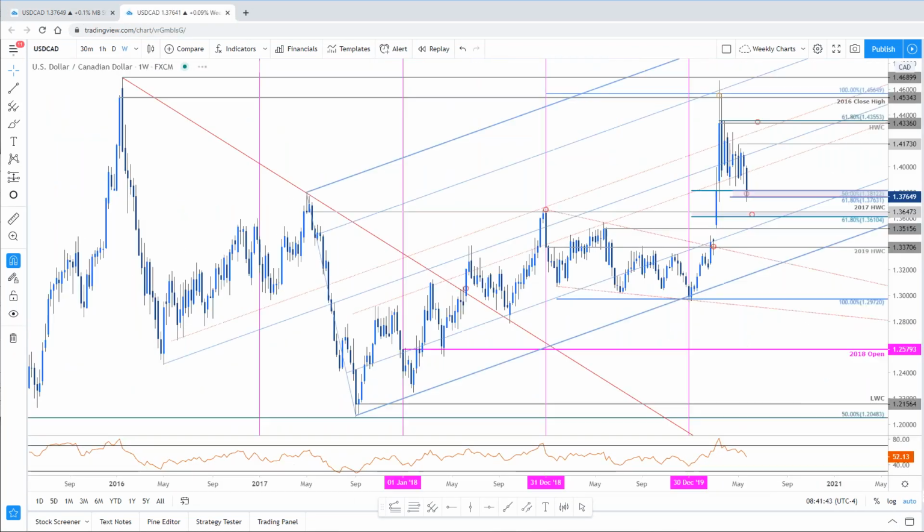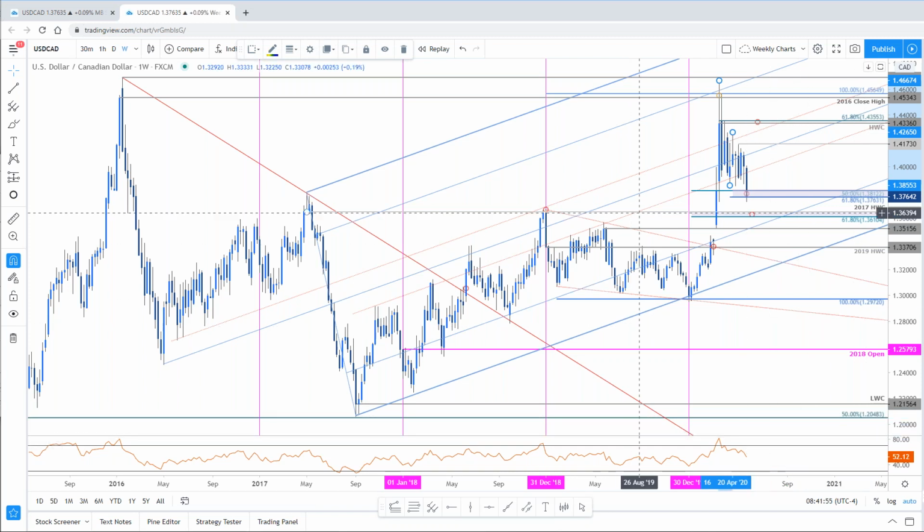Not really a crazy, crazy zone, but certainly a zone that we've been watching for a while. There's that red dot right on target. 618 extension off the high gives you 137.63. 50% retracement of the yearly range, objective zone gives you 38.12. We're trading there right now.